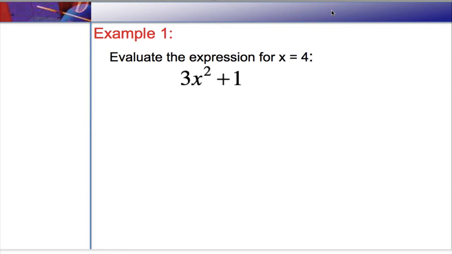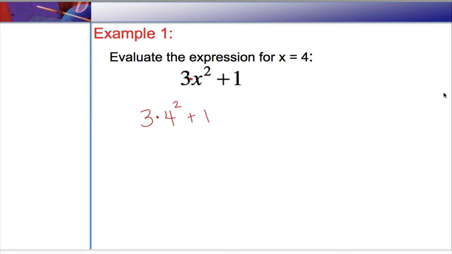So example 1, let's evaluate the expression for x equals 4. First, whenever you have an algebraic expression and you're plugging in a value for x, think about what the operations are that you see. This really means 3 times x squared plus 1. If I were to plug in x equals 4, then my expression becomes 3 times 4 squared plus 1.